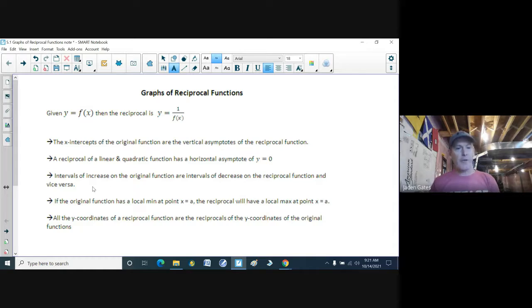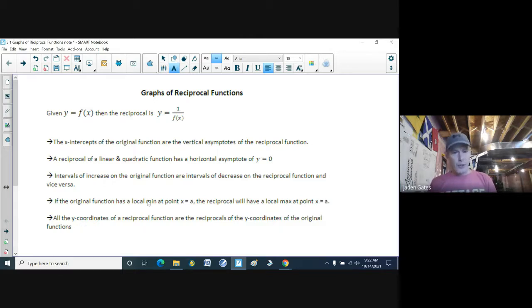Then this one: intervals of increase on the original function are intervals of decrease on the reciprocal function and vice versa, because when you flip the function, you flip the up and down. What goes up must come down, kind of thing. Now, number 4: if the original function has a local min at x equals a, the reciprocal will have a local max at x equals a, whatever the x value may be.